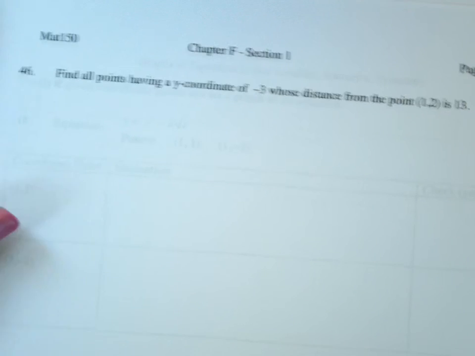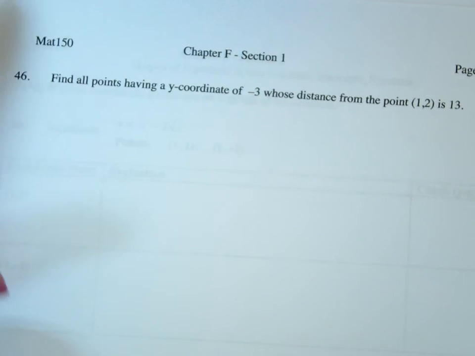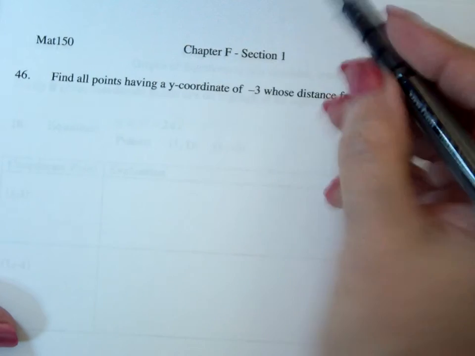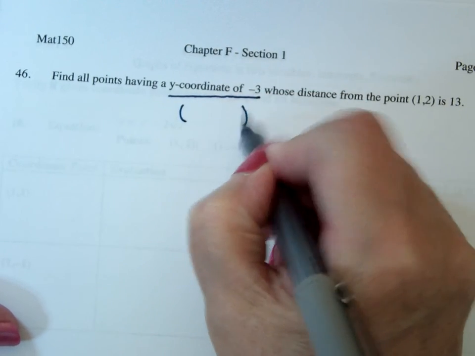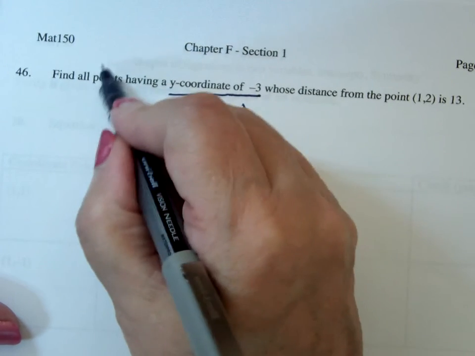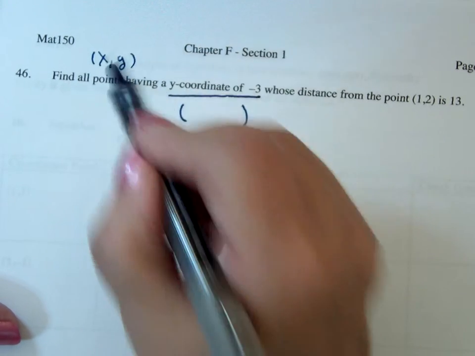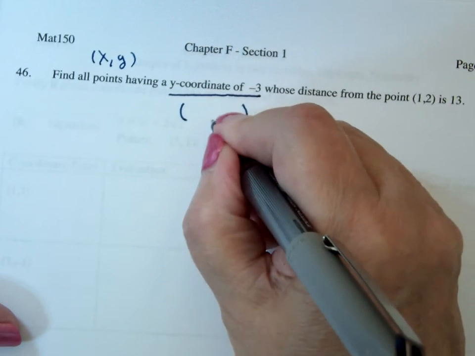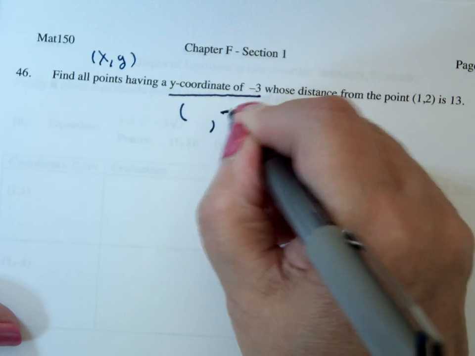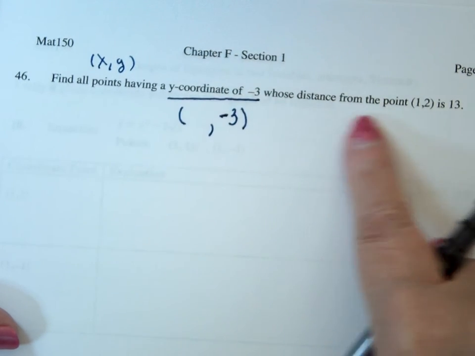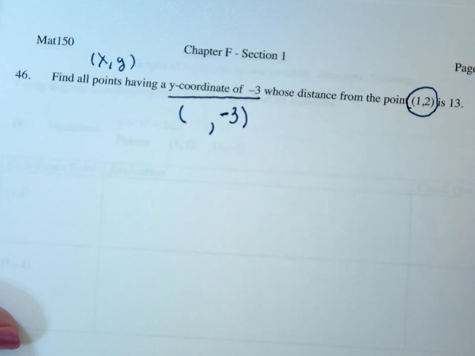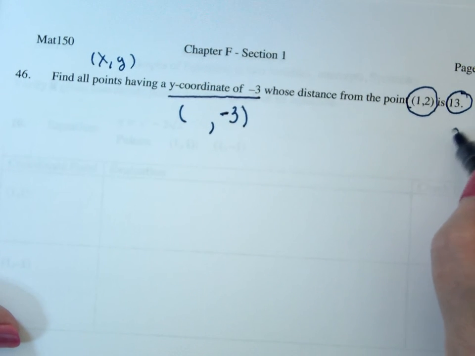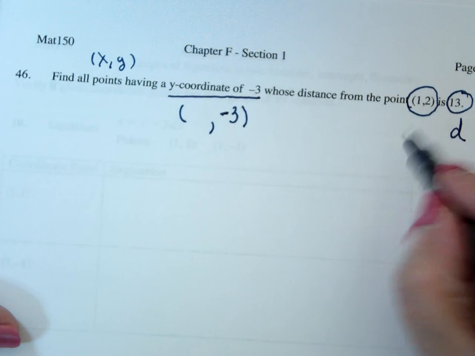Which is kind of fun. Find all coordinate points, all points having a y coordinate of -3. So if I think about it, I'm looking for a point. Point means x comma y. You're looking for a coordinate point where the y coordinate is -3, whose distance from the point (1, 2) is 13. So the distance is 13.